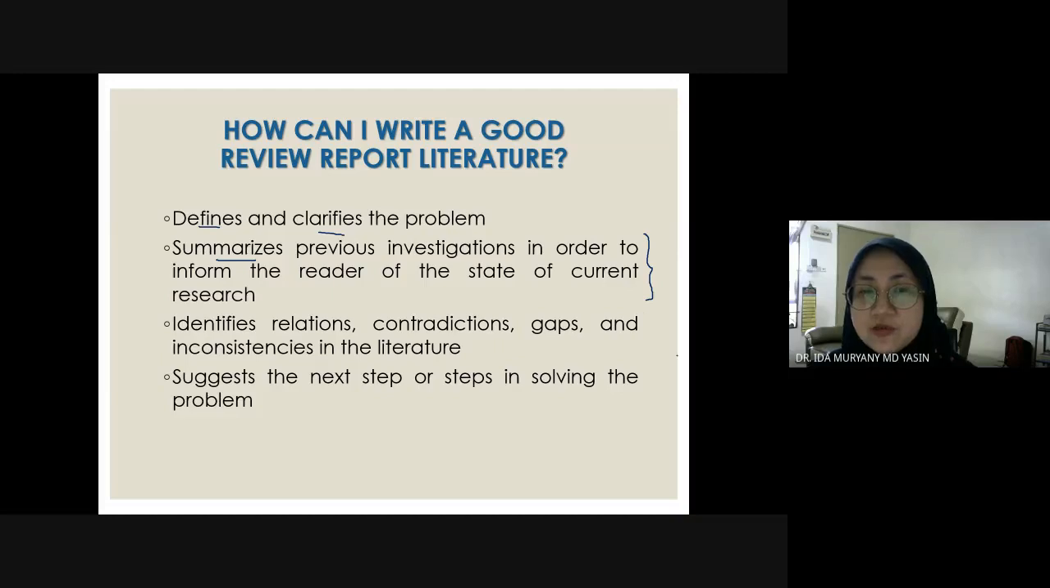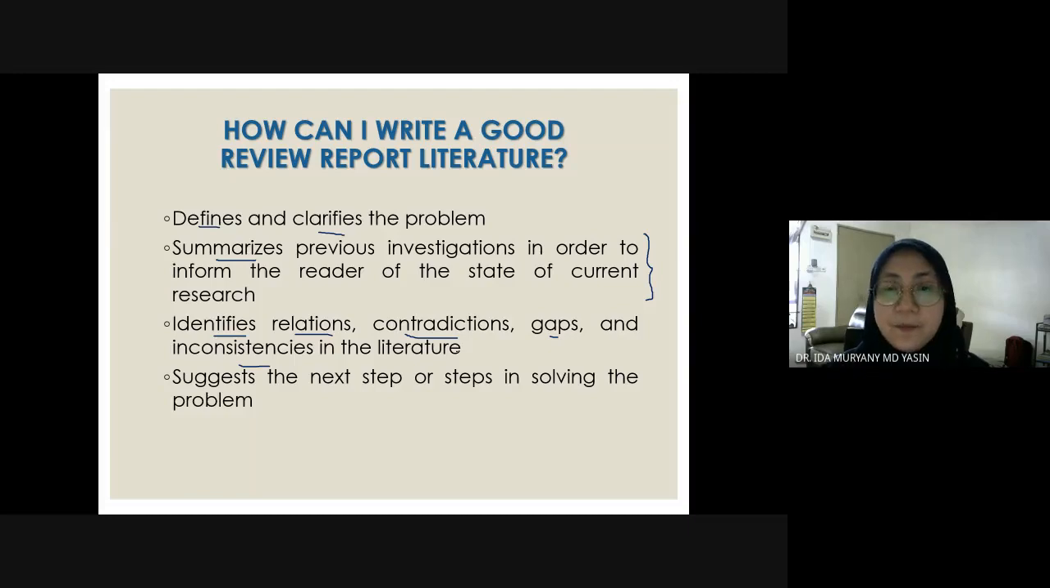And then before masa you nak summarize juga, you kena identify the relation, contradiction, gaps and inconsistencies in the literature. Okay, contohnya paper A, paper B, paper C, what is the connection? Apa yang diorang buat yang menjurus kepada tajuk you all lah, okay.